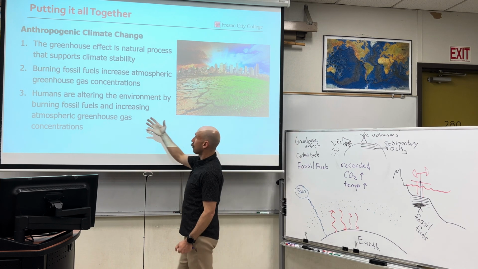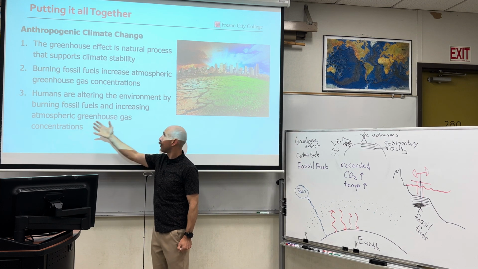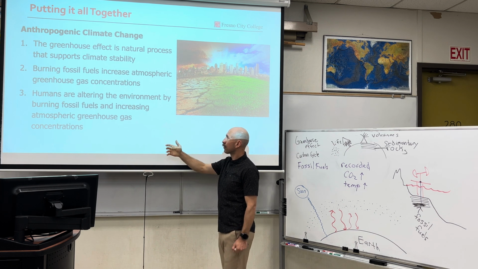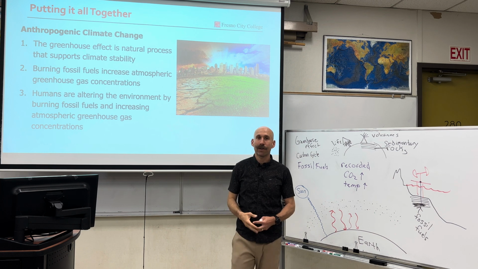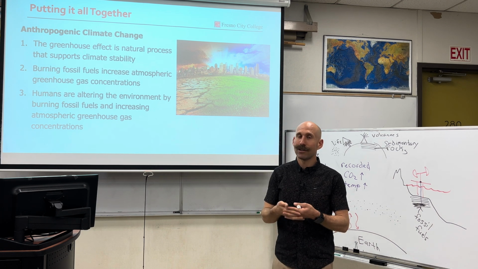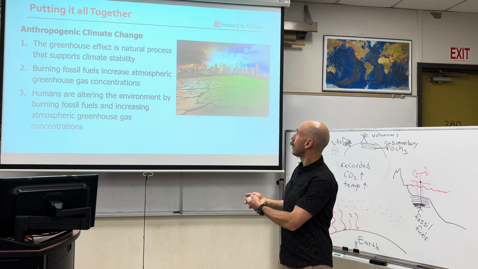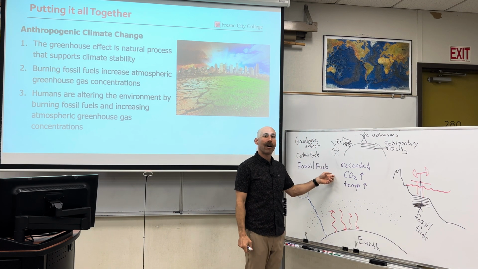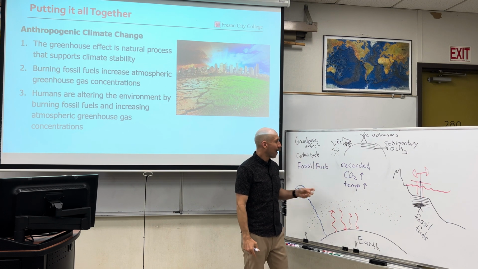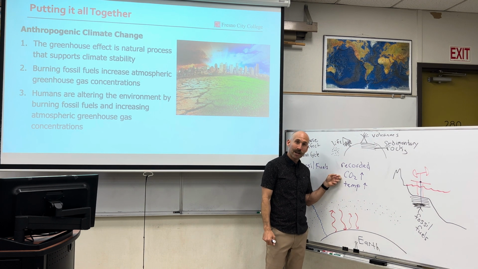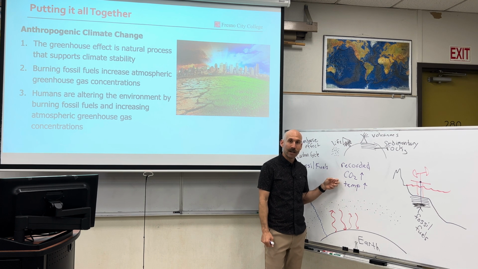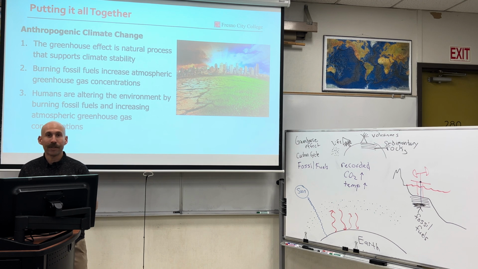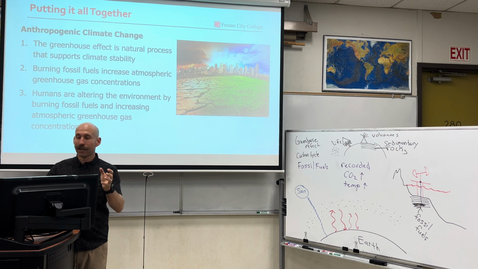So the conclusion: humans are altering the environment. We're altering the climate system through the burning of fossil fuels by increasing atmospheric greenhouse gas concentrations. This is science. This is what we know about how our Earth system works, and this is what we have recorded in recent history that we know to be occurring right now. This is anthropogenic climate change.